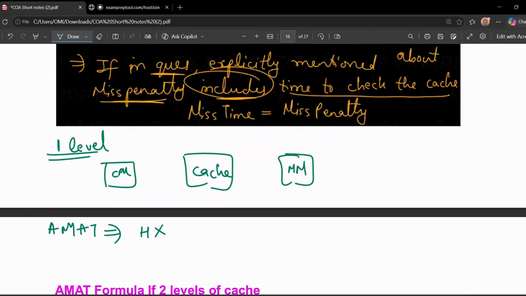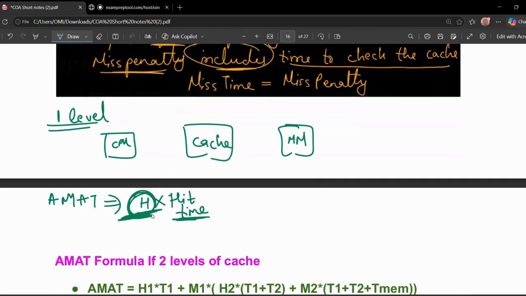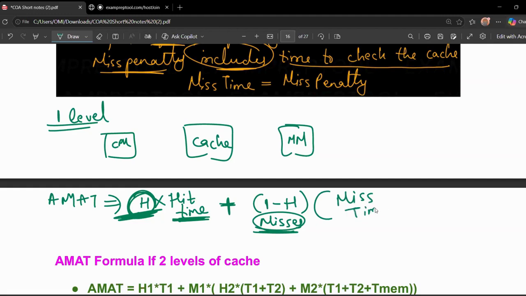Now if this is the one level, you take hit rate into hit time. First you access, and you either get a hit or a miss. So this much of the time you get a hit, into hit time, plus 1 minus H, which is your misses, into miss time. Yes or no?